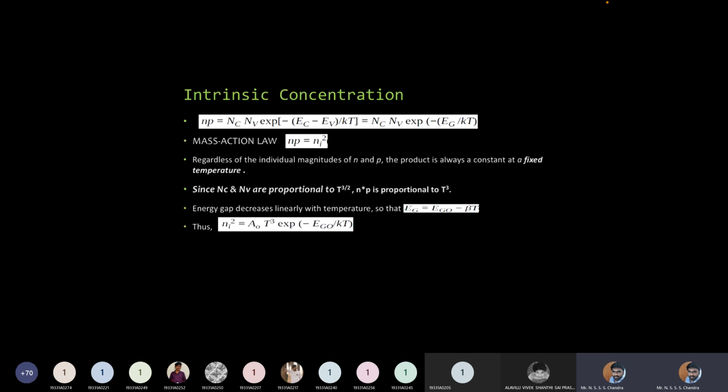Later on, we have seen the mass action law. So what is mass action law? n into p equal to ni square. We have also derived an expression for this ni square.